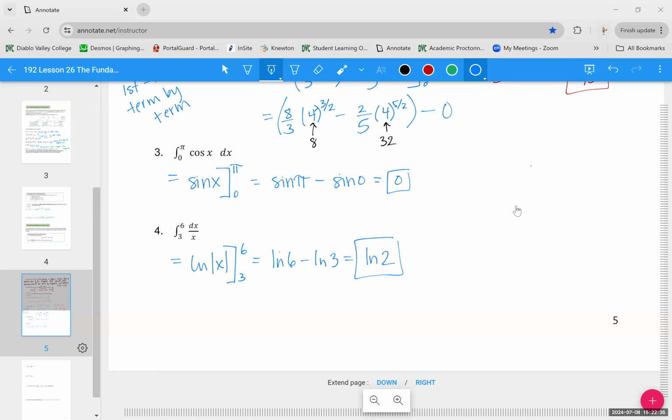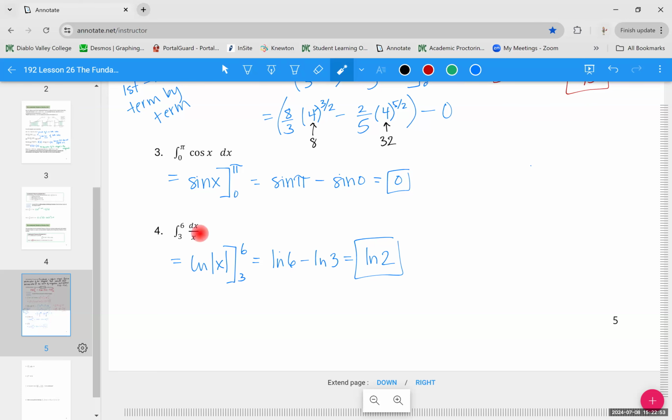How'd it go? Those were pretty simple ones. I was trying to just give you basic antiderivatives. So the antiderivative of cosine is sine. I plug in the pi, which is 0. Sine of pi is 0. Sine of 0 is 0. So 0 minus 0 is still 0.